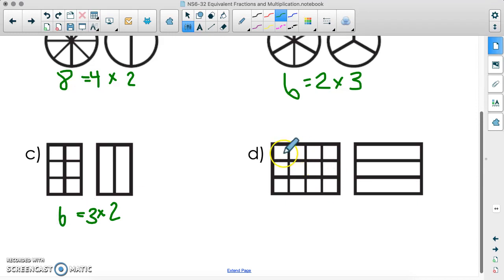Now if I have D, I have 3, 6, 9, 12 parts in D, and I have 3 parts in the second one. So how many times as many is this one? Well, if I take 3 and multiply it by 4, it's going to give me 12. So this has 4 times as many parts as the other one.